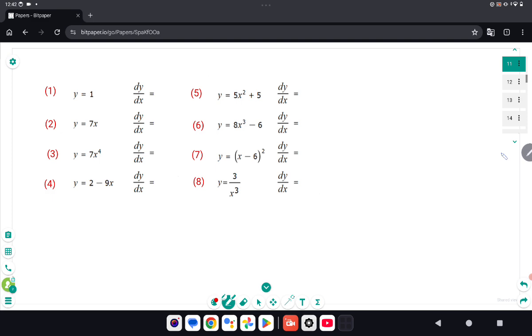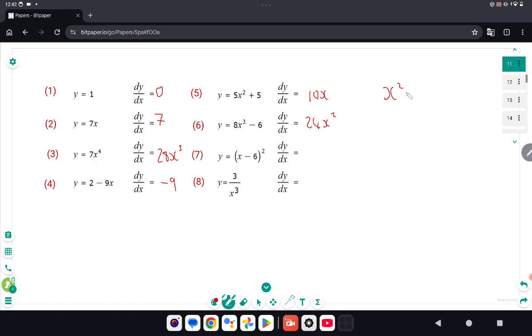Okay, maybe have another go at these questions. Again, put me on pause, unpause when you're finished. This first one would be 0, 7, 28x cubed minus 9, 10x, 3, nope, 24x squared.